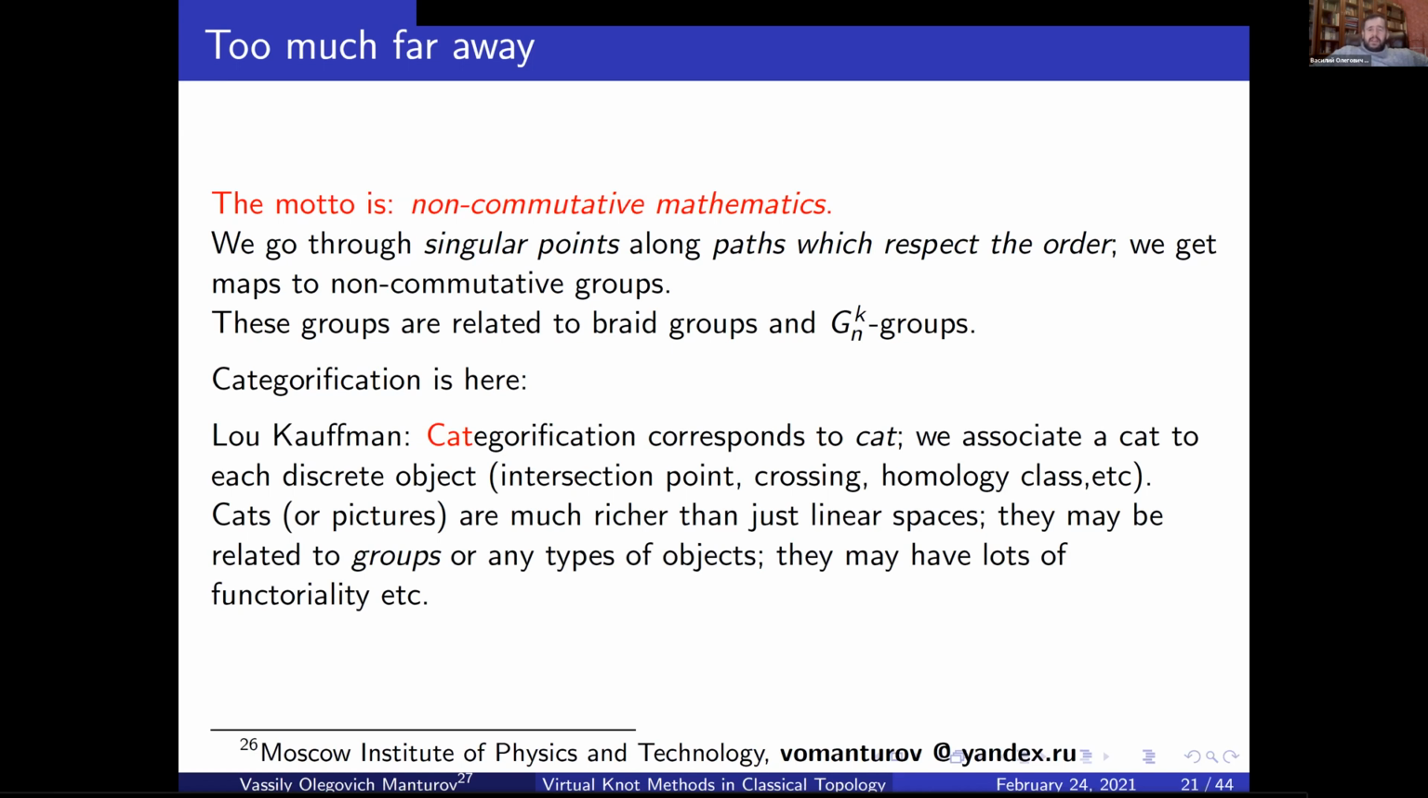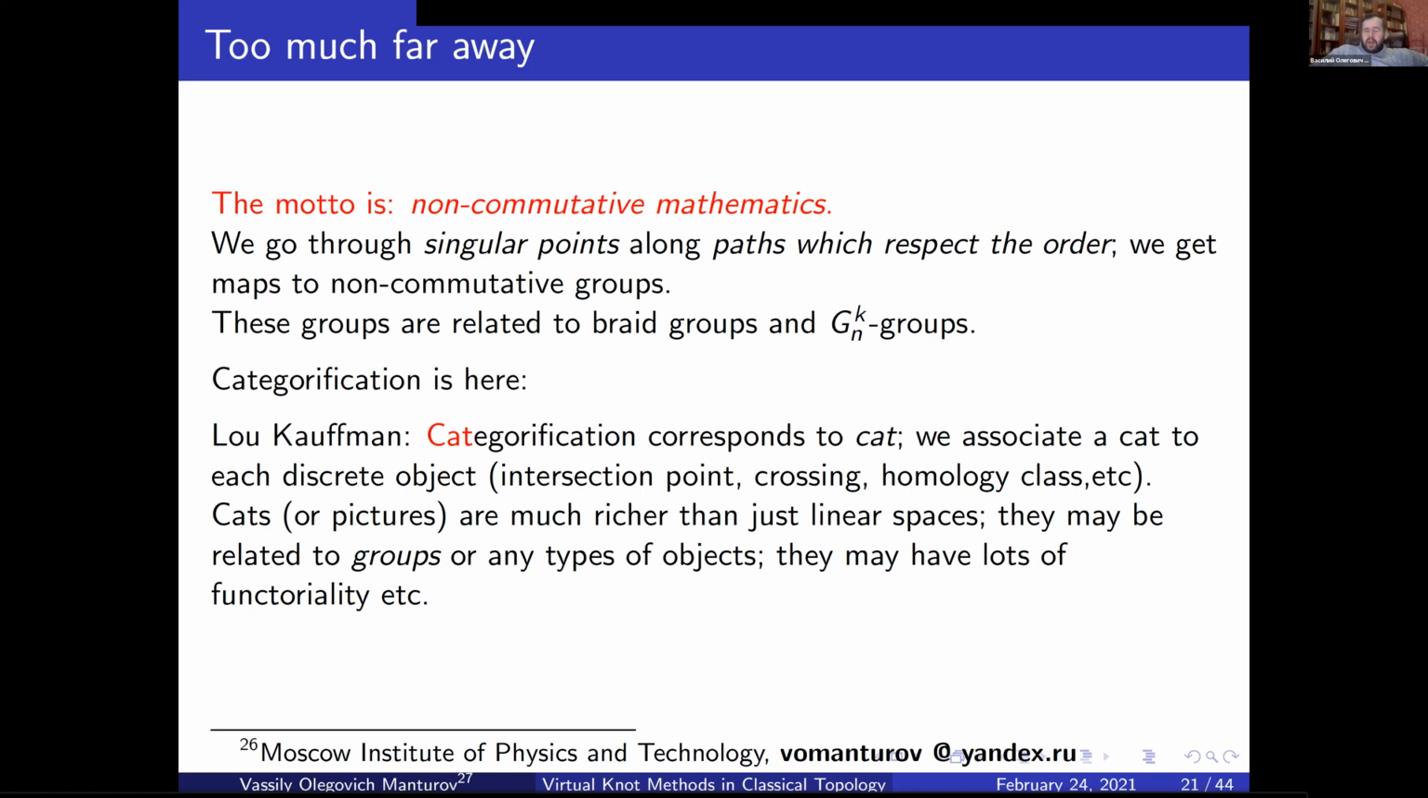So this means that if we have a crossing, or some point, or some intersection, or some other discrete object, we can associate to it a picture, like a cat. And this picture can generally say much more than we can get just from some intersection in homology, which gives us just numbers and not pictorial objects.